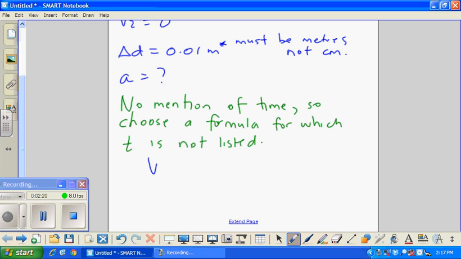So that's the formula we're going to choose, and we're looking for acceleration. The basic form of the equation is this. If you look on the sheet, it does give the rearranged form for acceleration, and I'll leave it to you to do that rearranging on your own, but (v2 squared minus v1 squared) over 2d equals a.